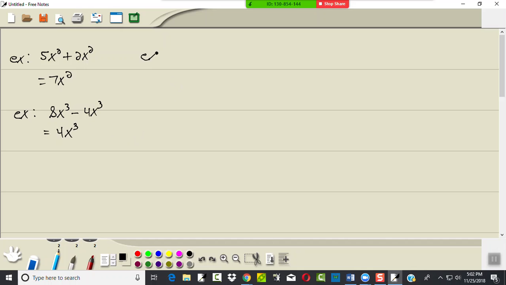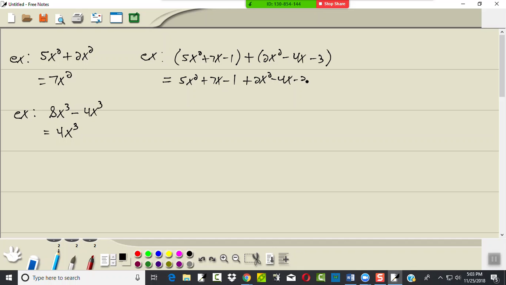Now the difference between that and polynomials is, let's say I've got 5x squared plus 7x minus 1, plus 2x squared minus 4x minus 3. First off, you get rid of these parentheses. These parentheses aren't doing anything because there's no numbers in front of them and no minus. So that gives us 5x squared plus 7x minus 1 plus 2x squared minus 4x minus 3.